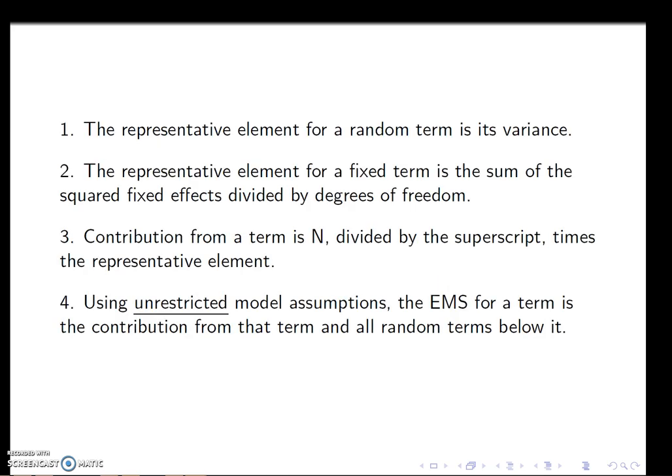Okay, I'm going to skip over this. This is in the notes. We did this in class. I don't want to point out anything on here except to show you point number 4. The unrestricted model assumptions: the EMS for a term that's contributed will include all random effects below it. So we talked about doing both in class, and I just didn't want to get into the whole restricted or unrestricted model business at the time. But I think I went by in class last week what I had been taught. I'm going to go by what R does now.